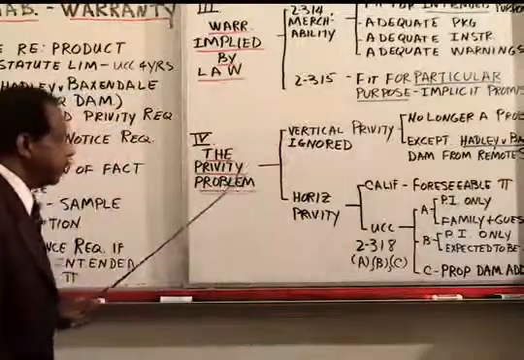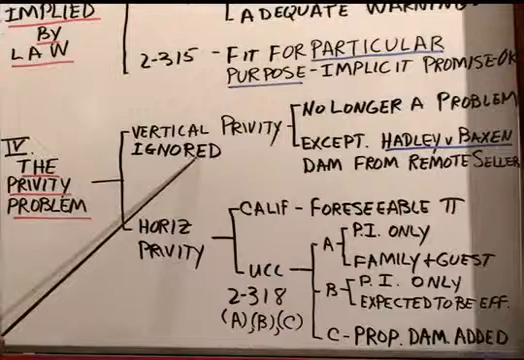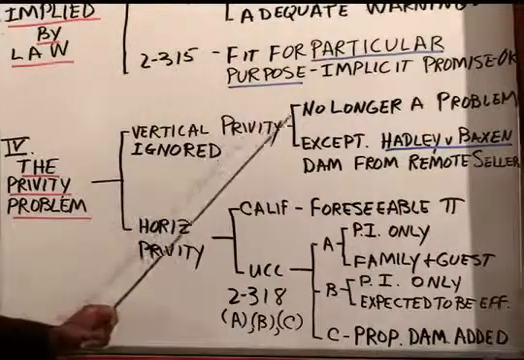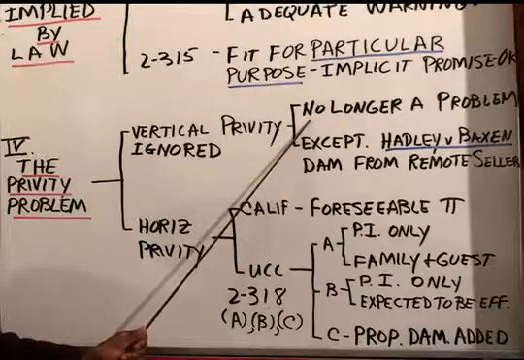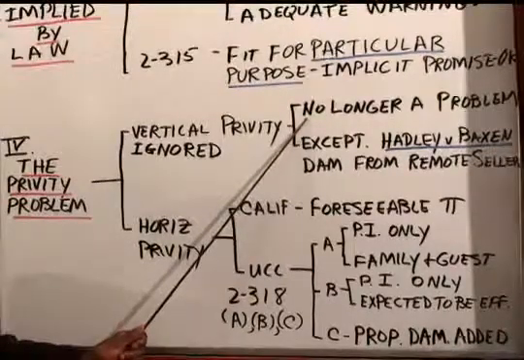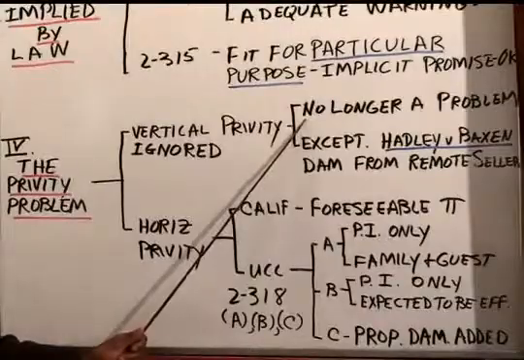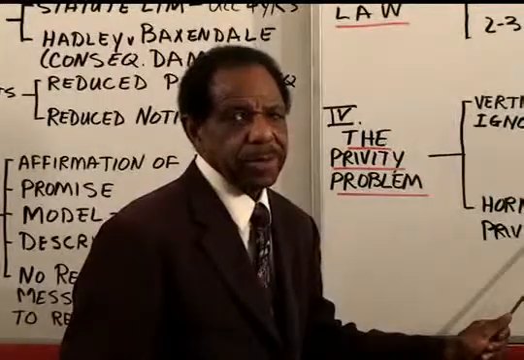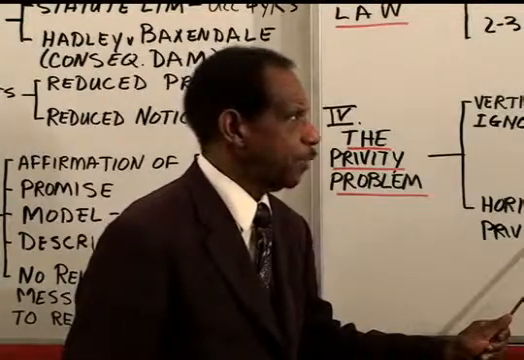In the case of privity, as you recall from the previous lecture, the vertical privity really is not a problem anymore. People who are up the chain of distribution, if they make an express warranty, that express warranty is addressed to whoever they intended to receive the message. So you don't really have a vertical privity problem.